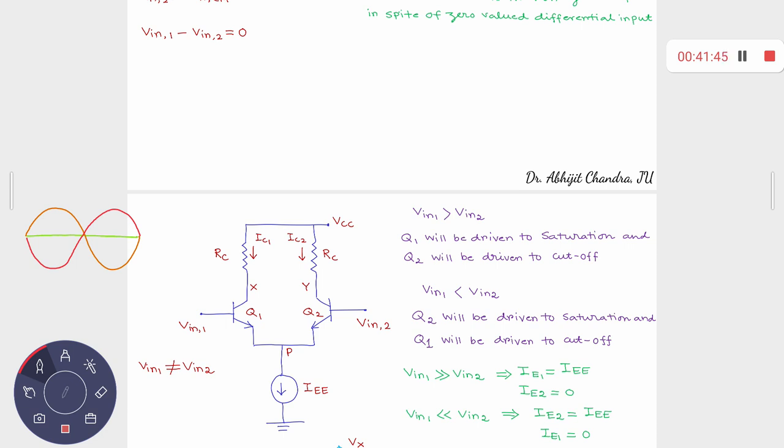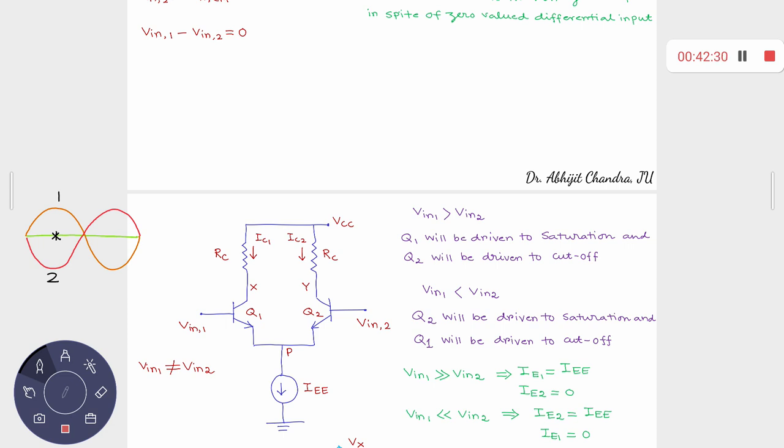So at this particular point, if I mark this point, what do you find? If I call this 1 and this 2, at this particular point I find that the input voltage at the base of Q1 is greater than the input voltage at the base of Q2. But if this variation is small, then I can assume that both of these two transistors will still be in the linear region, so both of them will amplify the signal.